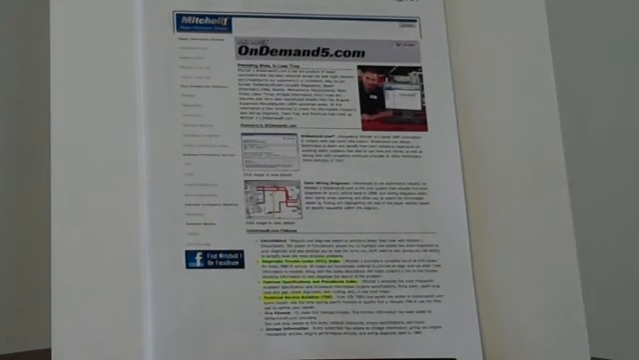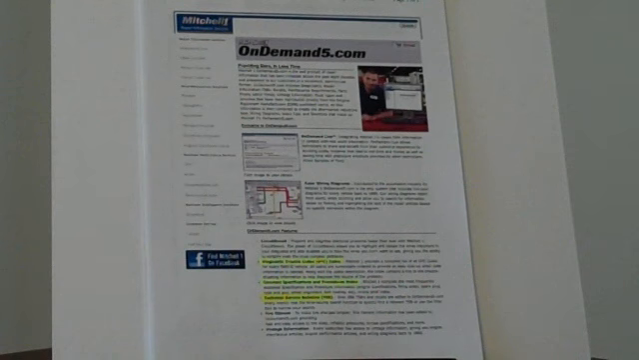Now, all of these TSBs, diagnostic trouble codes, maintenance charts, and symptom charts can be found on All Data or Mitchell 1 On Demand. These are the two most utilized resources in the automotive industry.